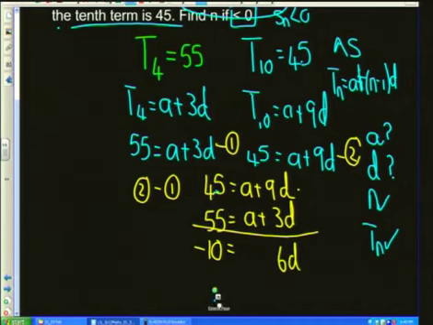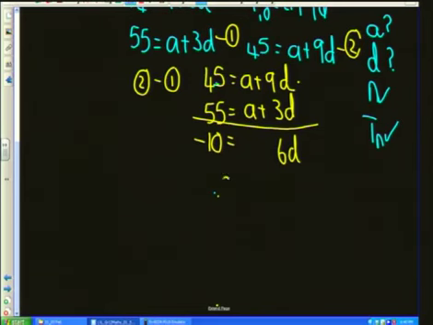So now, if I want to work out this next bit, I would know that D is equal to minus 10 over 6, which is minus 5 over 3. Right, so knowing that, that's fabulous. Now all I have to do is go back and get the A, because now I've got the D. Now it's up to you.